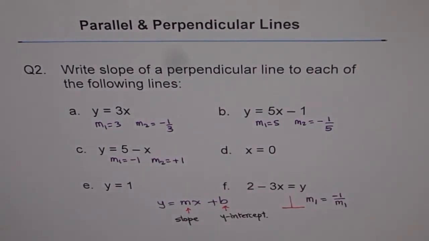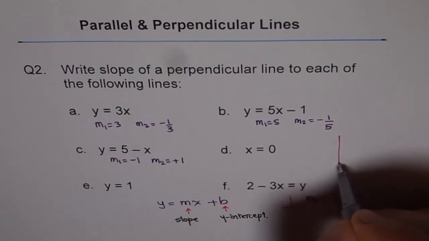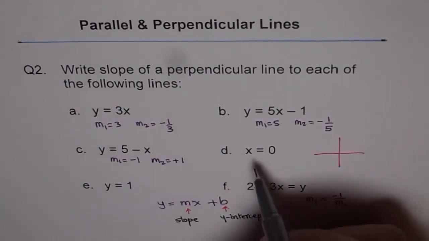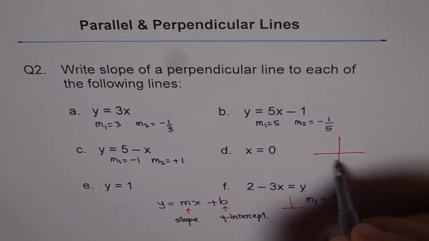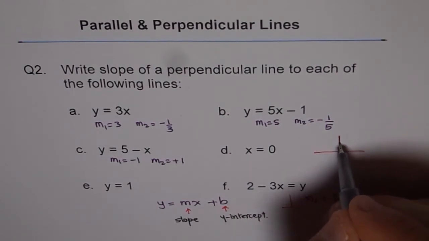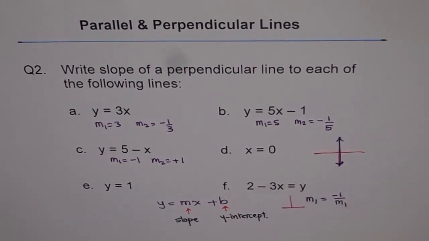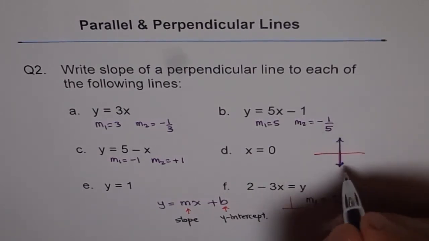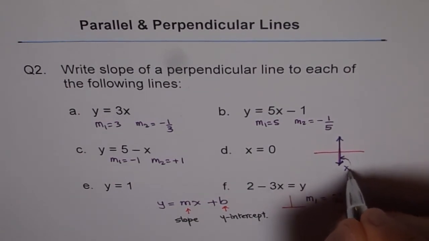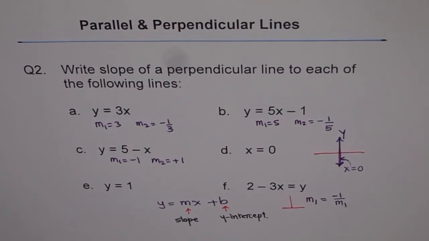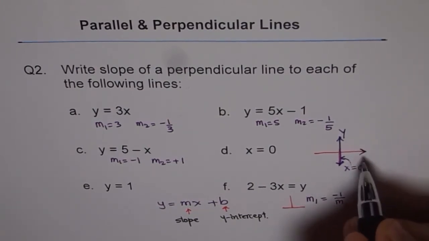Now you have to see it like this. When I say x equals 0, then I really mean that at every point, the value of x is 0. That means I'm looking into this line. Do you understand? This line is called x equals 0. Yes, you got it. That is your y-axis. So equation of y-axis is x equals 0. And which line is perpendicular to it? You can say y.